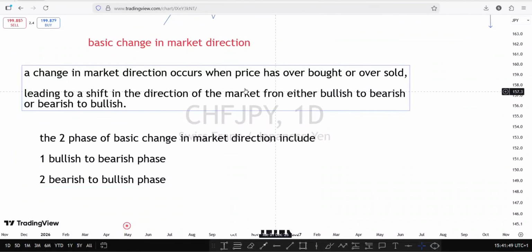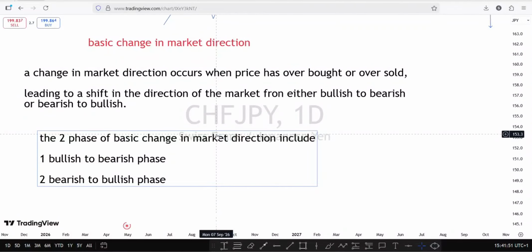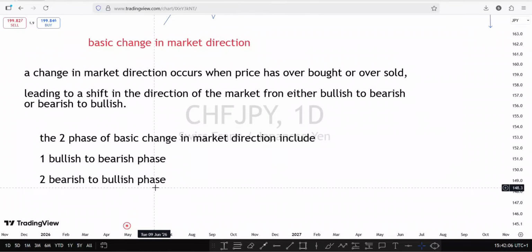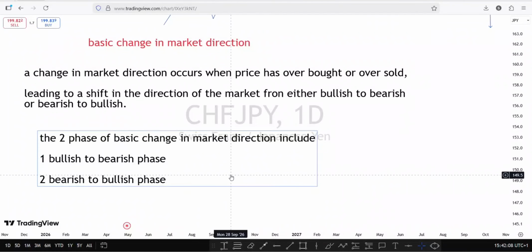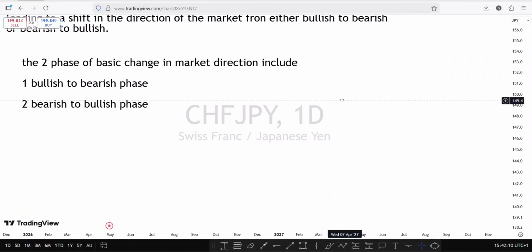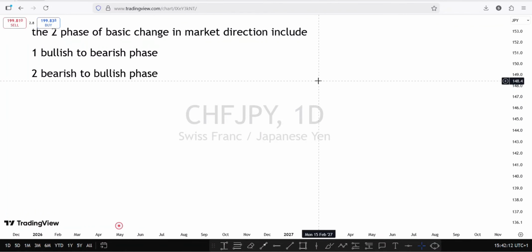Mind you, all these things I'm teaching you are just basic. The two basic changes in market direction include the bullish to bearish phase, or change in market direction, and the bearish to bullish phase, or change in market direction. Now let me draw out what it means.